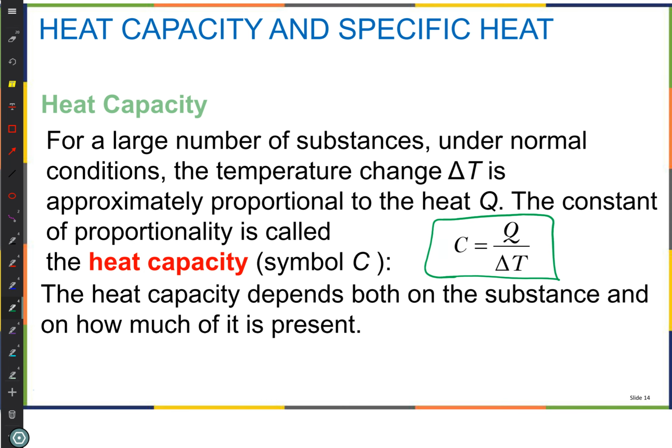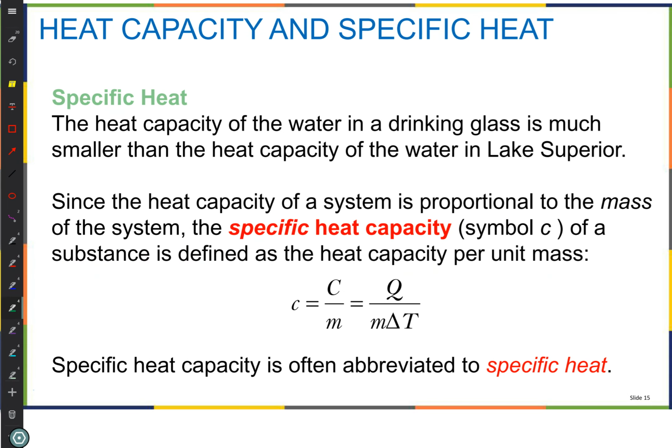So that heat capacity is going to depend on how much material I have, as well as the type of material. So we tend to say, okay, heat capacity is a good idea, but you know what's even better? A better idea than heat capacity is the specific heat capacity. We usually drop off the word capacity and just say specific heat. The specific heat is saying, let's just take this heat capacity and divide it by the mass. And so the specific heat is the heat per unit mass required to change the temperature.